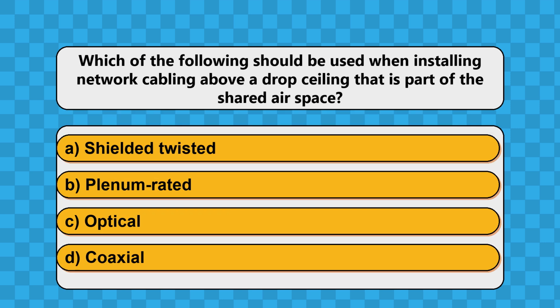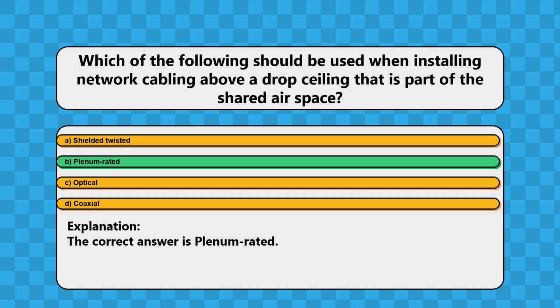Question 28. Which of the following should be used when installing network cabling above a drop ceiling that is part of the shared airspace? Option A, shielded twisted. Option B, plenum rated. Option C, optical. Option D, coaxial. The correct answer is option B, plenum rated.